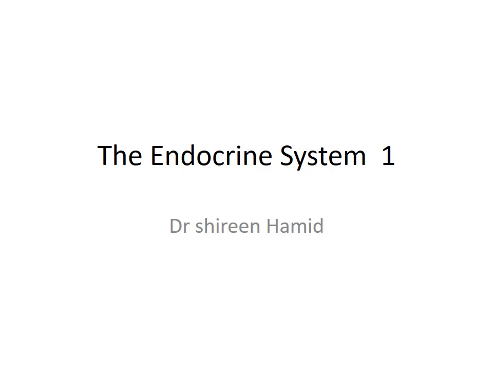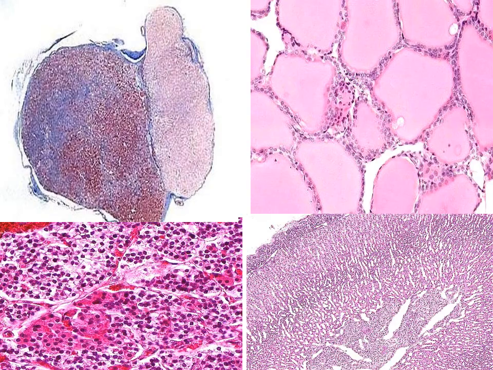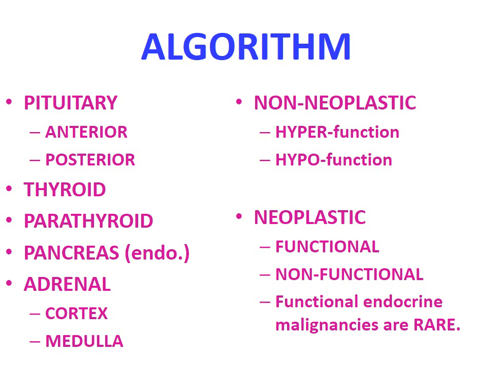We are starting with the endocrine system. This is the beautiful picture which histologically shows pituitary gland, thyroid parenchyma, adrenal cortex, and parathyroid gland. This is the algorithm we are going to follow.